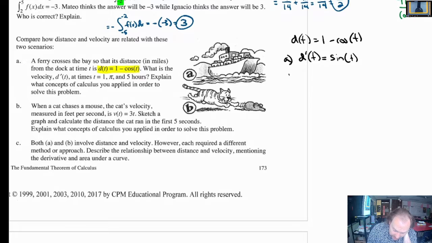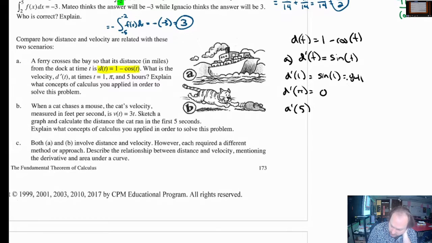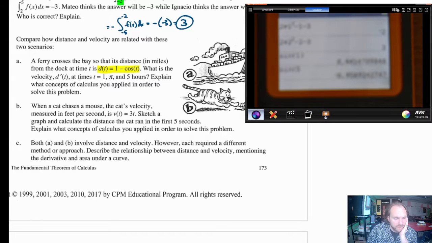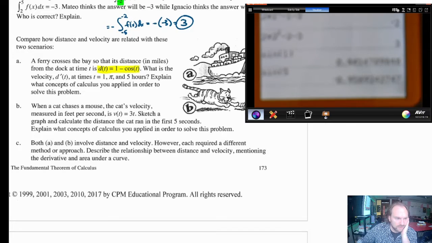Now we need d prime of 1, which is the sine of 1, which I do not know. It's going to be a decimal, because remember, everything in AP Calc is done in radians. So, I don't know, 0.841. We need d prime of pi, which I do know. Sine of pi is 0. And we need d prime of 5, which is the sine of 5, which is negative 0.9589. I'm just asking the calculator what those sine values are. Get less blurry, baby. Go.